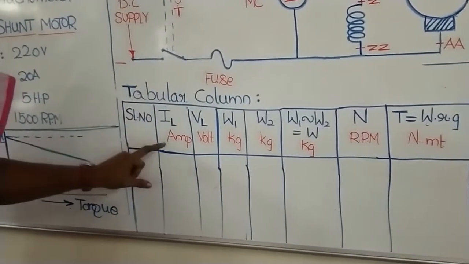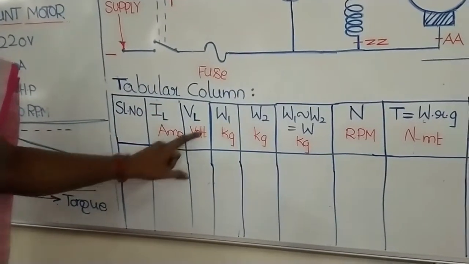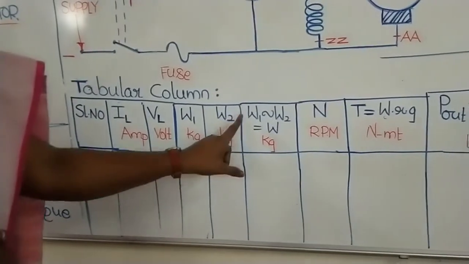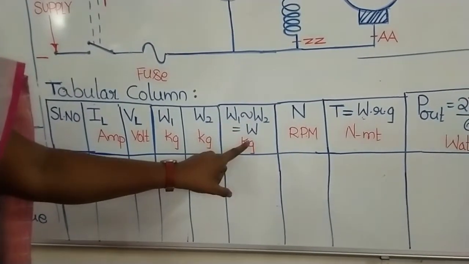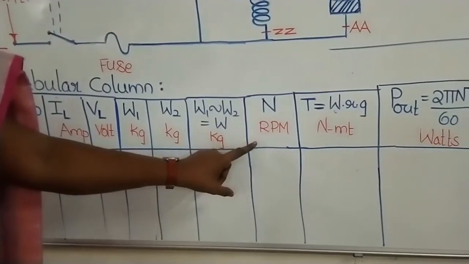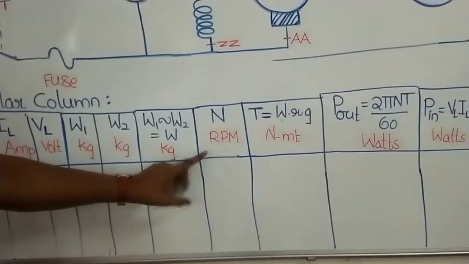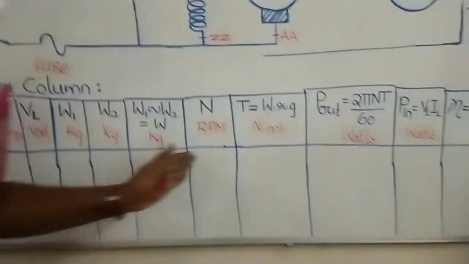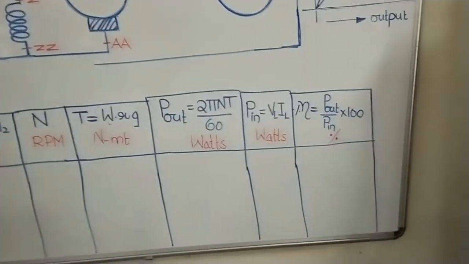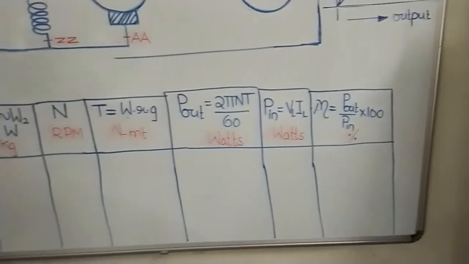So the current is measured in amperes and the voltage in volts, and the weights, the spring balances, are measured in kgs here. The next column is the difference, the net weight, which is calculated as the difference between W1 and W2. And we are going to measure the speed of the motor in RPM. After that, these are the terms we are going to calculate based on the parameters measured while you are doing the experiment.